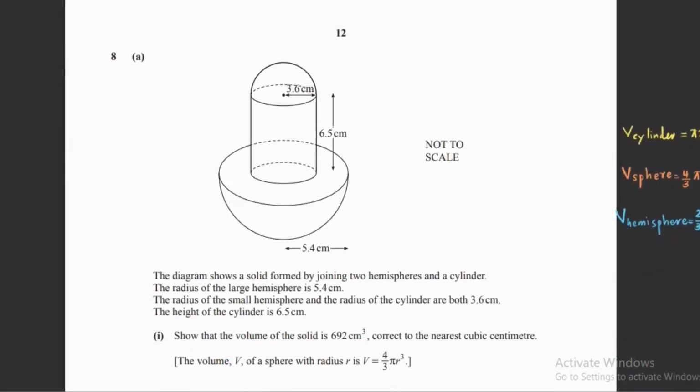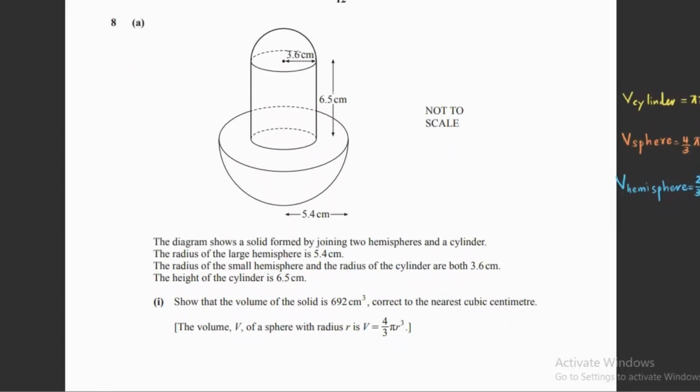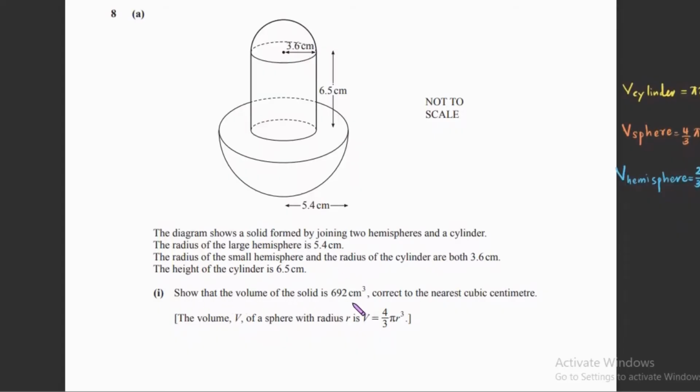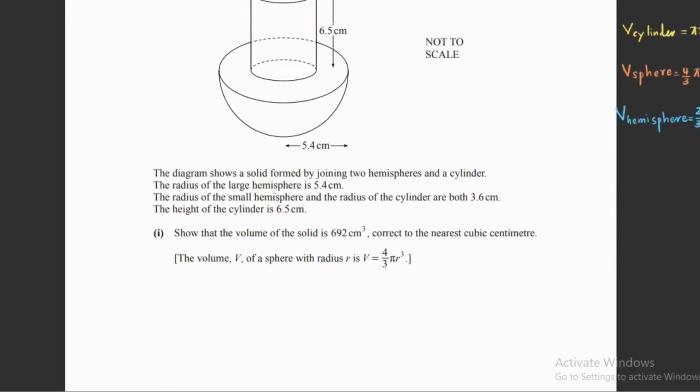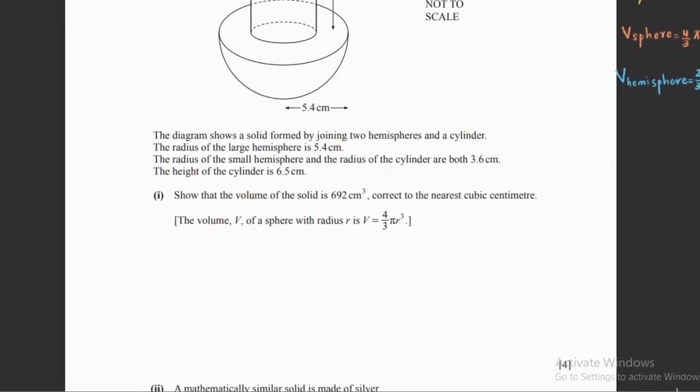In question 8, this is a question related to volume of solids. So we have a hemisphere at the bottom, a larger one. There is a hemisphere at the top, a smaller one, and we have a cylinder in between. And this is a solid that is formed by combining all of these three shapes together. So then the first question is, show that the volume of the solid is 692 cubic centimeters, correct to the nearest cubic centimeter.